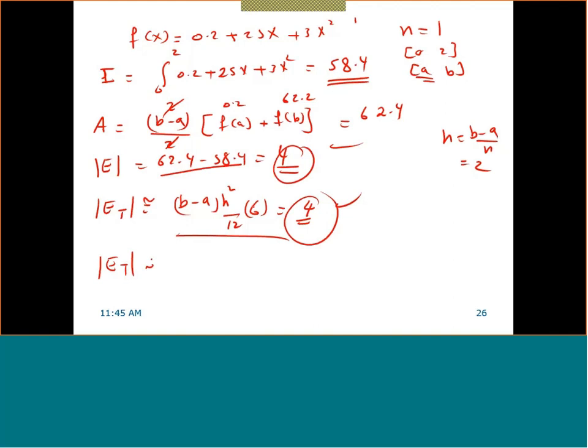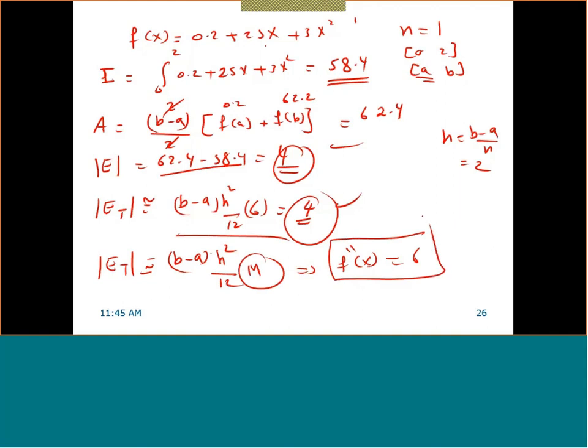So the formula, as we mentioned before, is equal to (b minus a) h squared divided by 12 times M. And what is M? M is the maximum value of f double prime of x. Take the double prime of f(x), you will get 6. It's a constant value, so this becomes equal to 6. Okay, so this is why we have 6 here. This is the second derivative of f(x). Hopefully this is clear now.